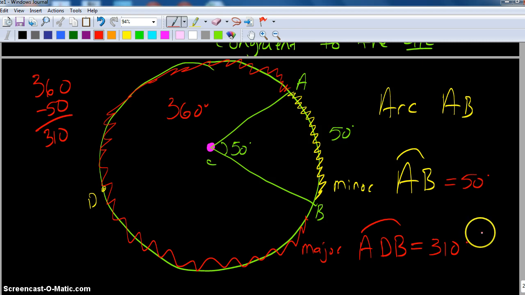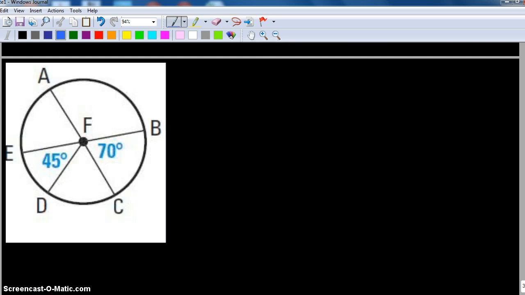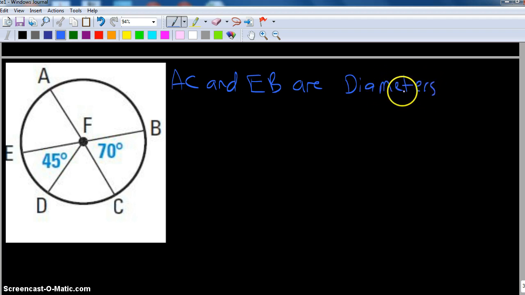So far, not so hard yet. Let's go on to another question. So look at this circle. It's a little more confusing, more stuff's going on. I'm going to say that EB and AC are diameters, which means they cut the circle in half in different ways.